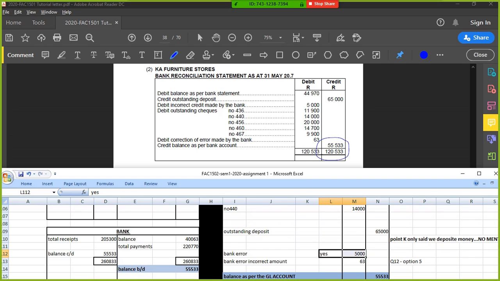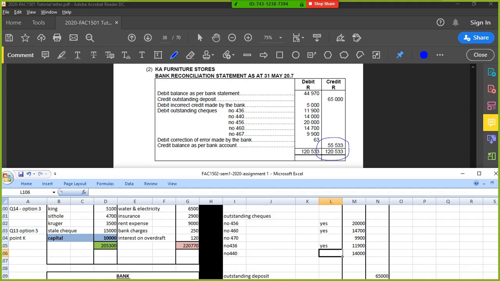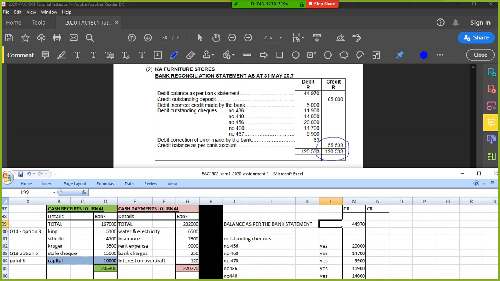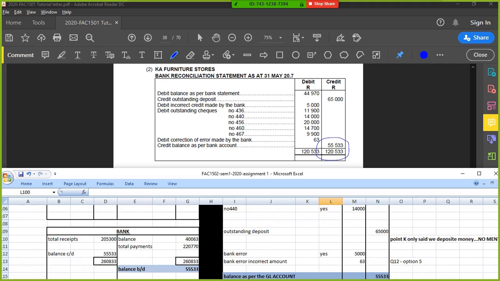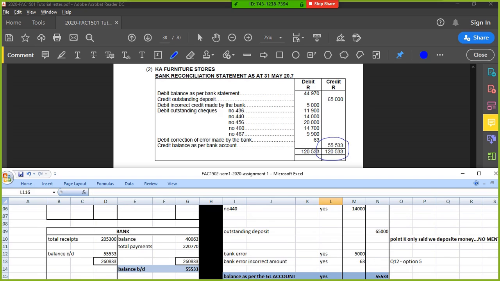Got it. 11,9. Where's 11,9? Here's 11,9. Got it. Okay, where's 14? Got it. Right. Okay, where's 20? Got it. Where's 14,7? Got it. 9,9? Here it is. Got it. Okay, what else are we looking for? 63. Okay, this one I also said yes, eh? We checked that one. Got it. The 63, I got it. Okay, the balance, I got it. Okay, the outstanding deposit, the 65, I got it.